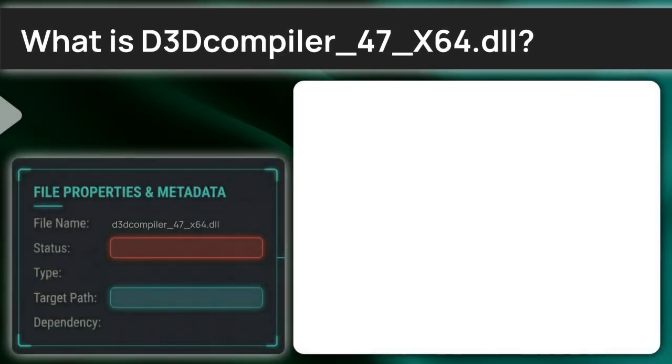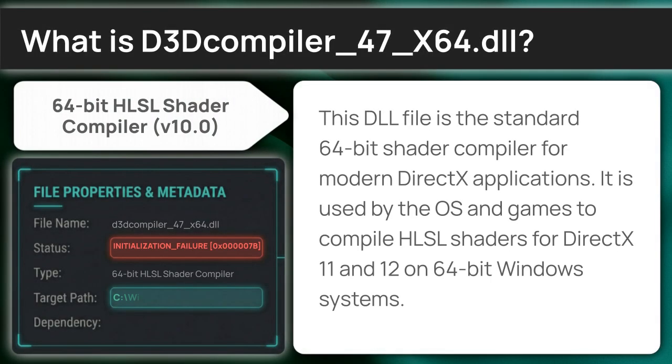This DLL file is the standard 64-bit shader compiler for modern DirectX applications. It is used by the OS and games to compile HLSL shaders for DirectX 11 and 12 on 64-bit Windows systems. With that context in mind, our first logical step is a clean reinstallation.